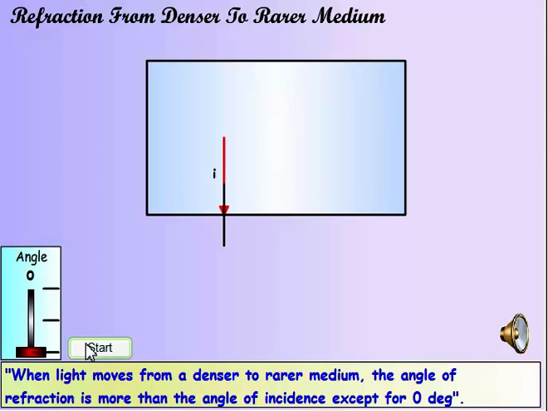When light moves from a denser medium to a rarer medium, for example, from glass to air, the angle of refraction is more than the angle of incidence. The only exception is when the angle of incidence is 0 degrees, in which case the angle of refraction is also 0 degrees.